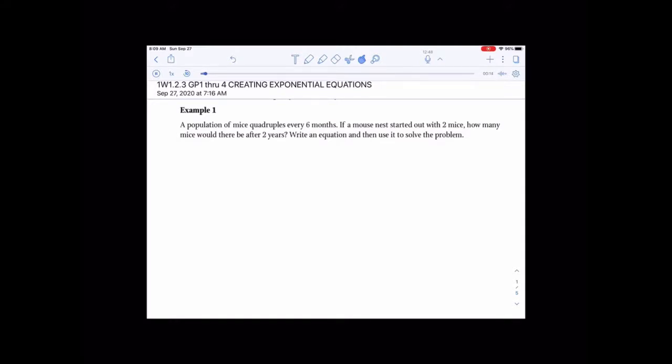Let's begin with our generic equation for an exponential equation. Y equals A B raised to the amount of times it has occurred. So let's put occurred right there.